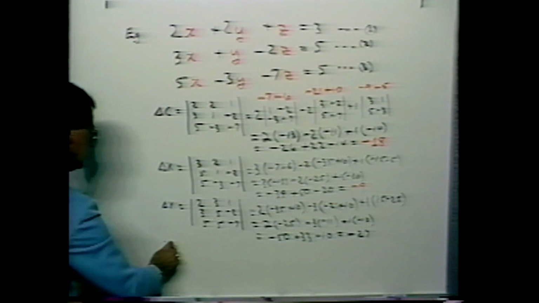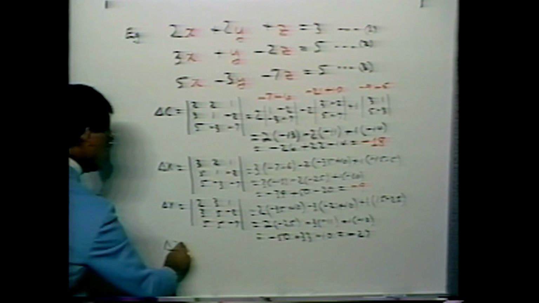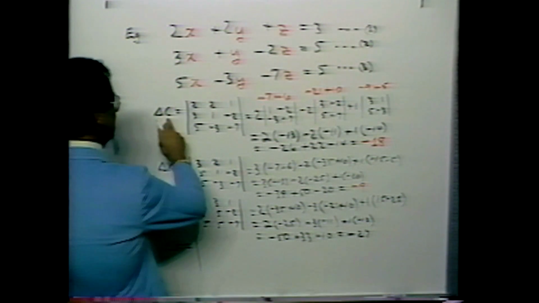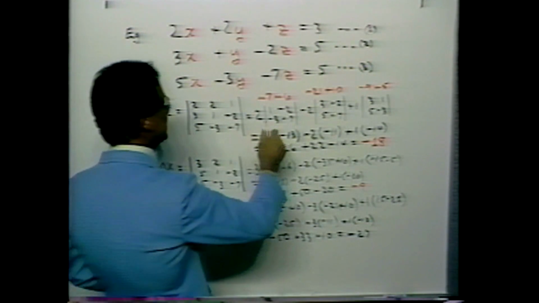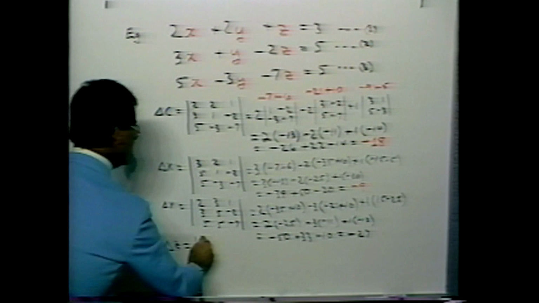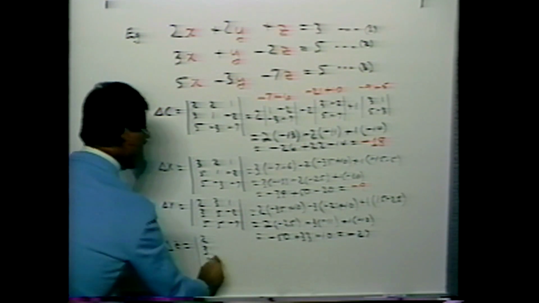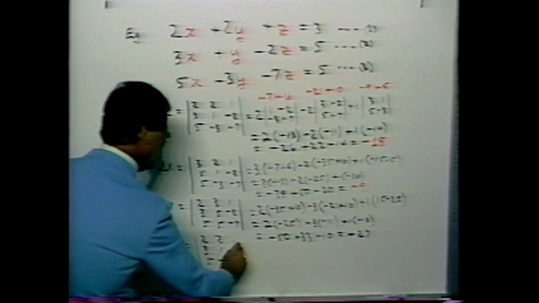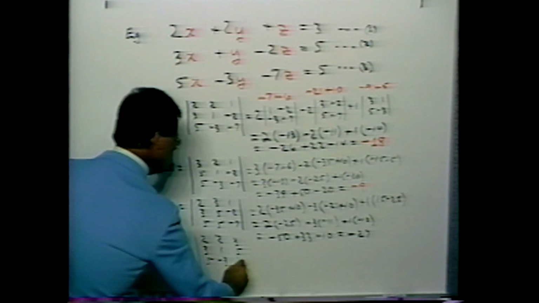And finally, delta Z is the determinant you get when you start with delta C again, take out the Z column of numbers, and put the constants in their place. So we have 2, 3, 5, 2, 1 minus 3, and 3, 5, 5.